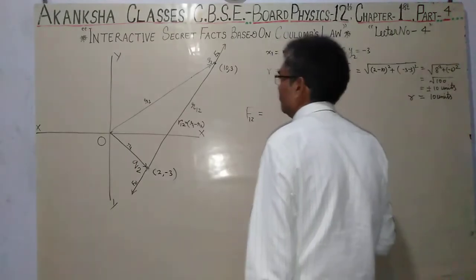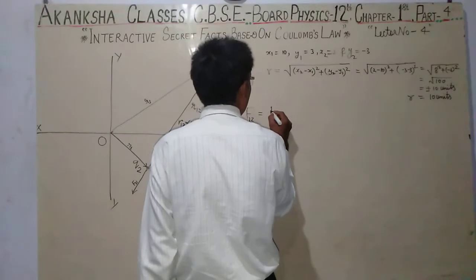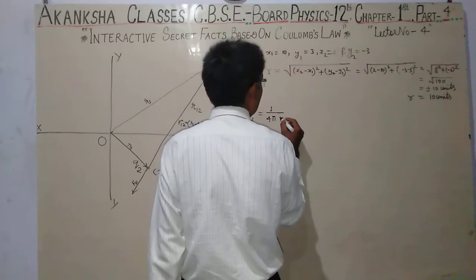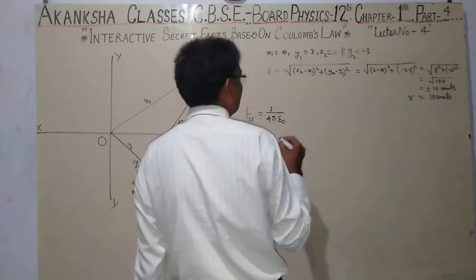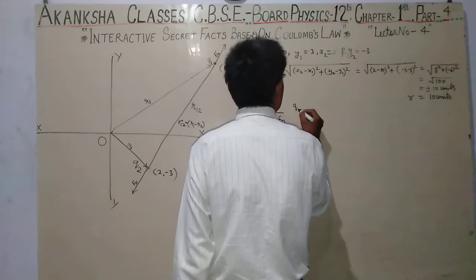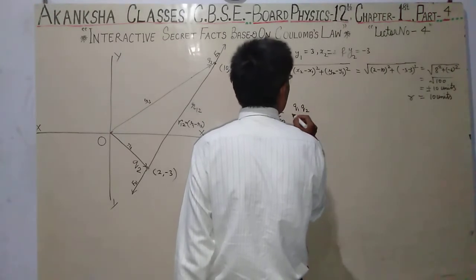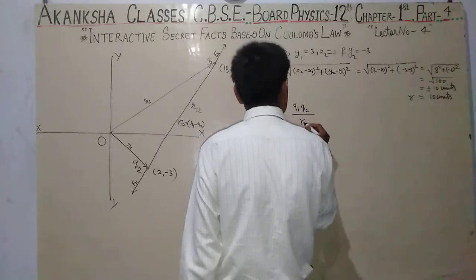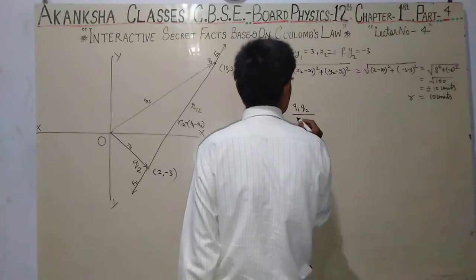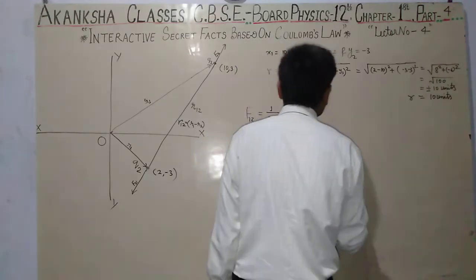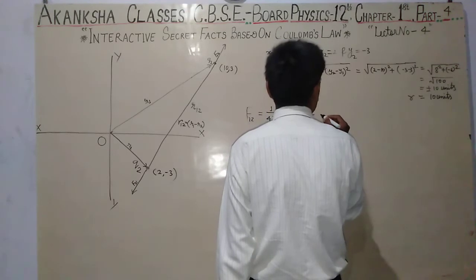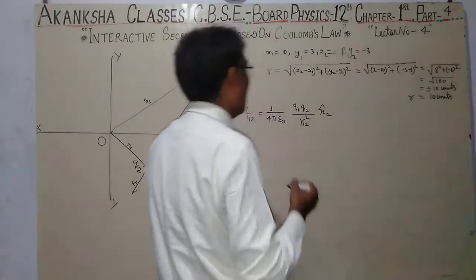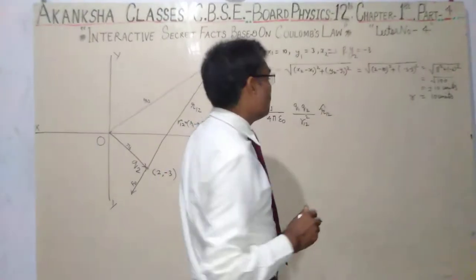F12 equals 1 by 4 pi epsilon naught, Q1 Q2 by R12 square, R12 cap, where R12 cap is a unit vector.